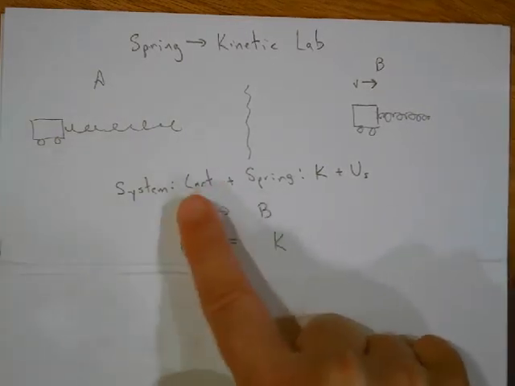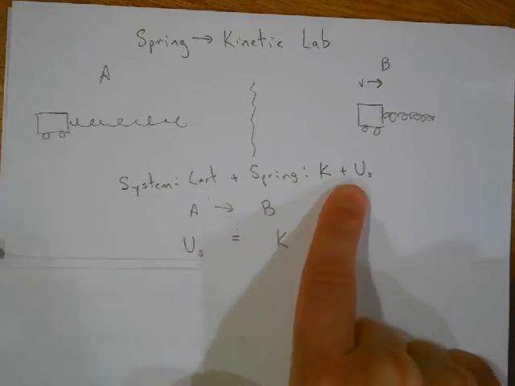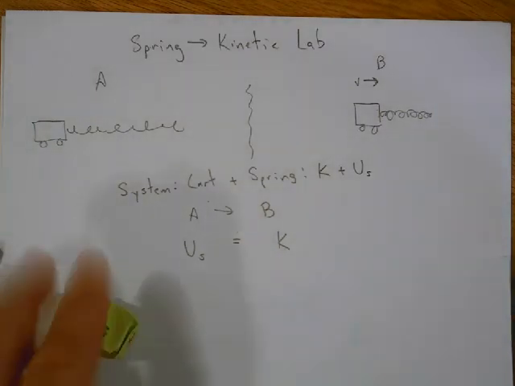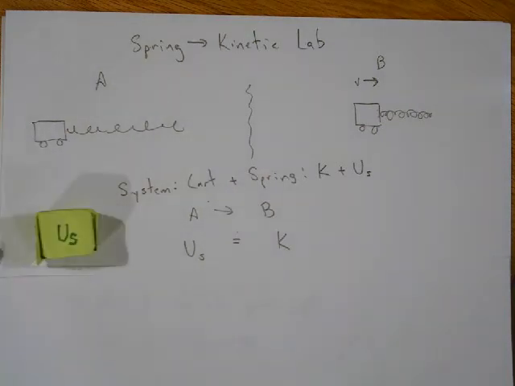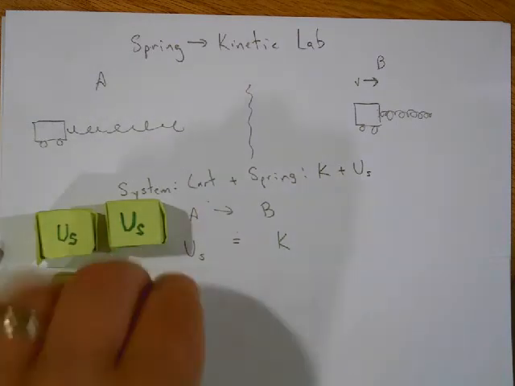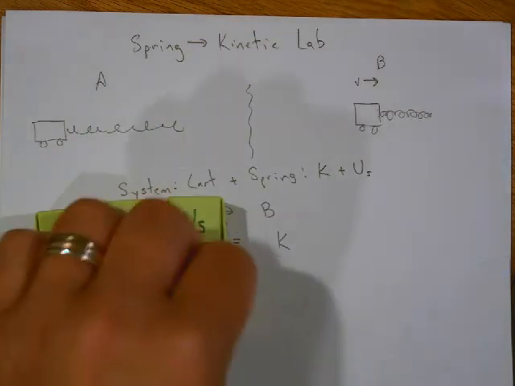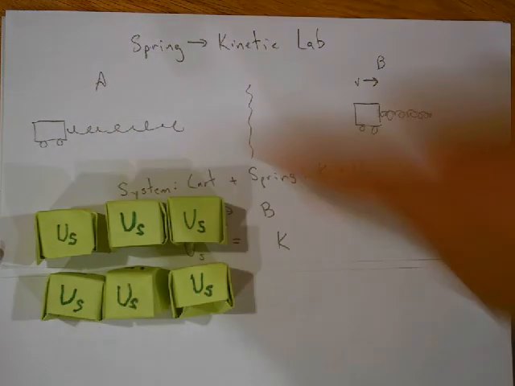Remember, if it's the cart plus the spring, you have kinetic and potential of spring energy available to your system. This is where you guys are going to use your little cubes. I made these little origami cubes because it's fun to do origami. So let's say I am starting with 6 blocks of US. That's at part A because this is stretched.